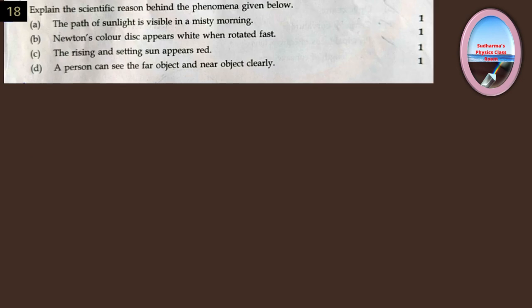Moving on to the next question. Explain the scientific reason behind the phenomena given below. This is question number 17. The path of sunlight is visible in a misty morning. That is because of Tyndall effect.